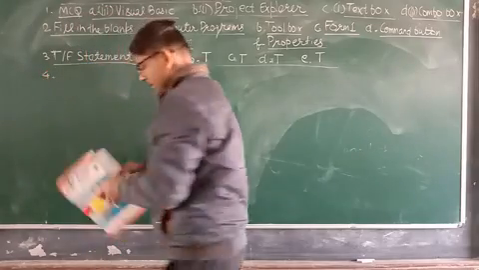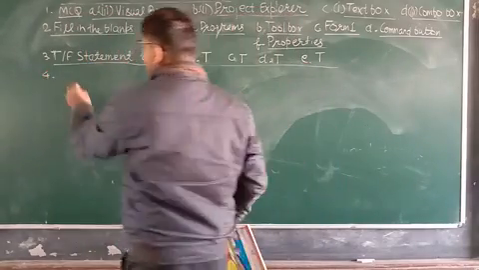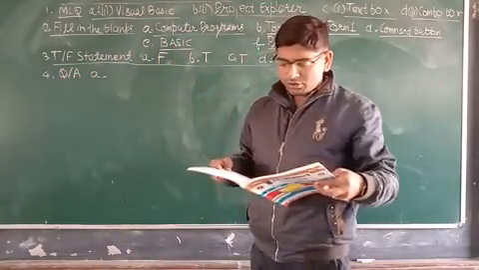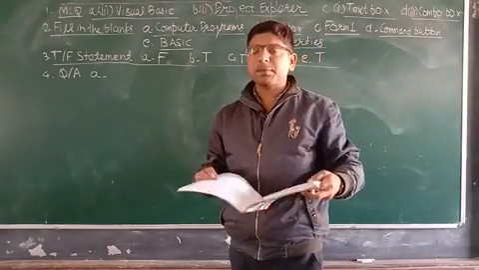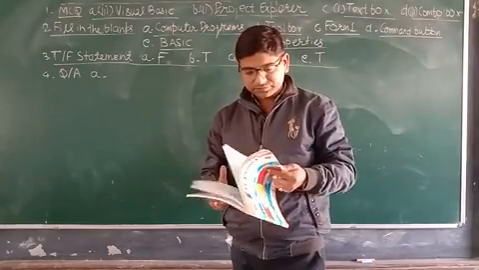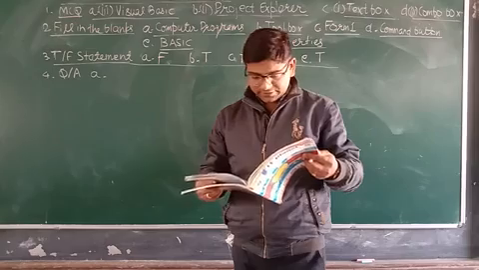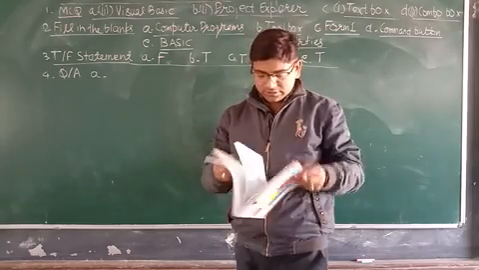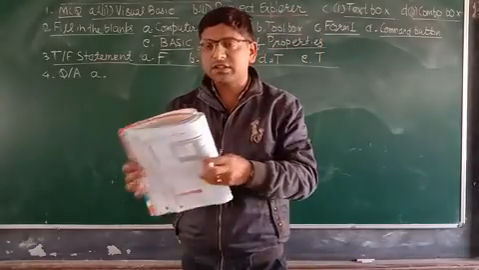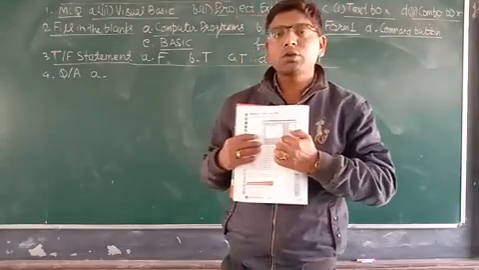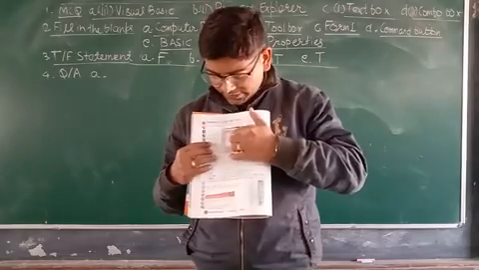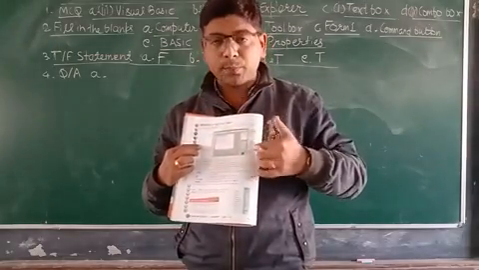4, that is answer the following questions. E, draw, label and define the different parts of the Visual Basic window. Come to page number 88. Visual Basic window is given. You have to make a diagram of this window. A form is there, and you have to caption all the components also.